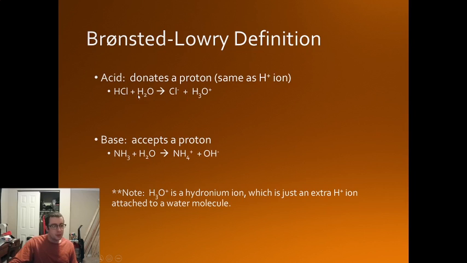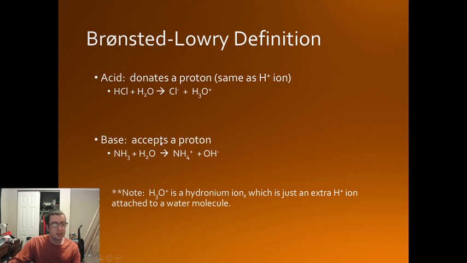To figure out who the Bronsted-Lowry acid is, I'm going to look at who donates a proton. Starting with my reactants, I've got HCl and H2O here. When I look on the other side, I need to look at who donated or who lost that hydrogen. HCl turned into Cl minus, so I can see that it lost the H. That means that HCl is a Bronsted-Lowry acid because it donated that proton. It's also an Arrhenius acid because it starts with an H there.